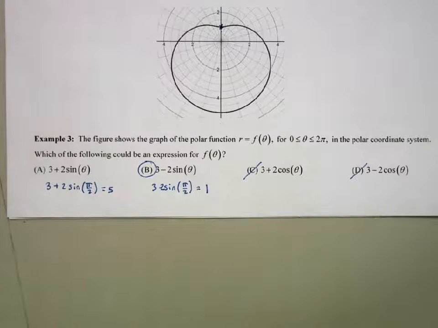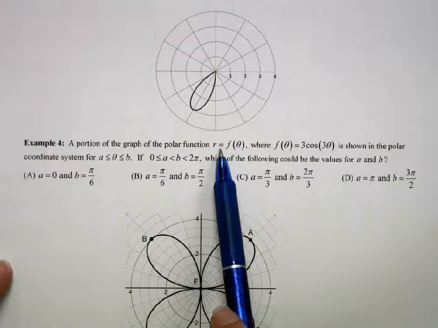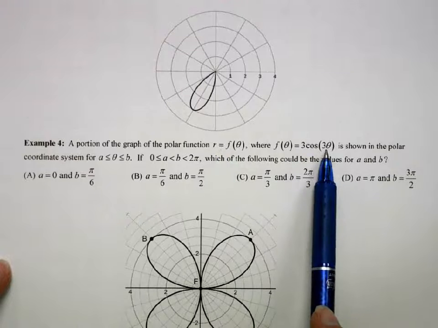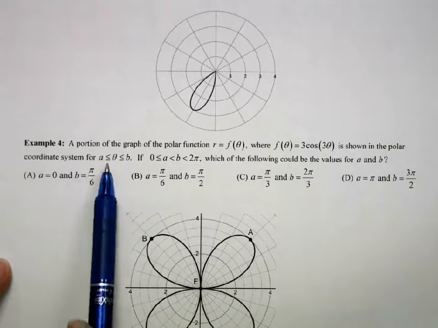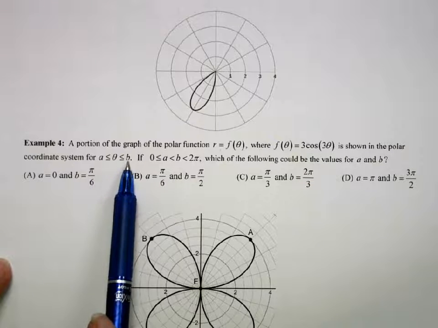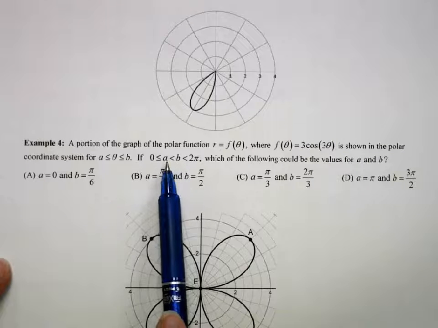Now, if we start restricting the domains, we can get parts of graphs. So these are the types of things AP is looking at, is interpreting the graph. If I restrict the domain, what's our graph look like then? So it says a portion of the graph of the polar function r equals f of theta, where f of theta equals 3 cosine 3 theta, which is a rose with 3 petals, is shown in the polar coordinate system for a is less than or equal to theta is less than or equal to b. So a and b are in between 0 and 2 pi. A is less than b. Which of the following could be A and B?